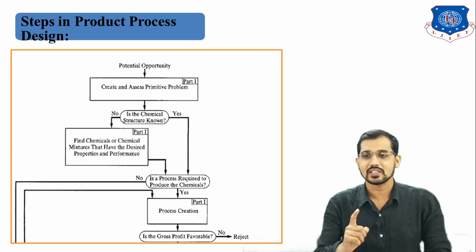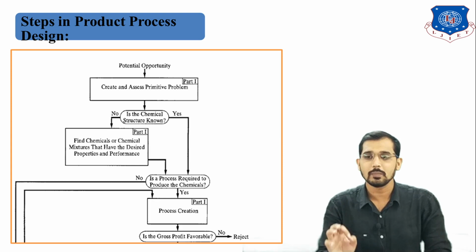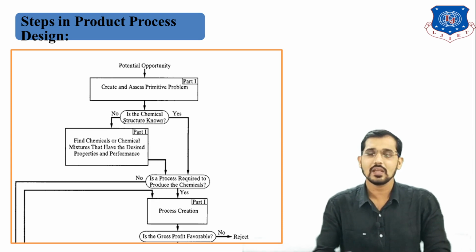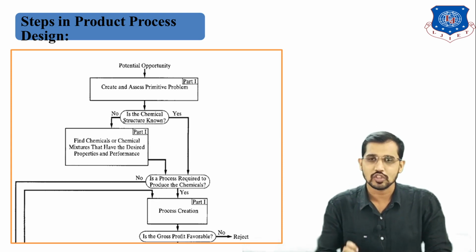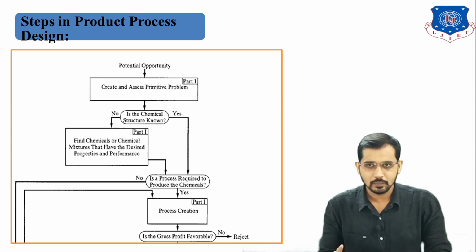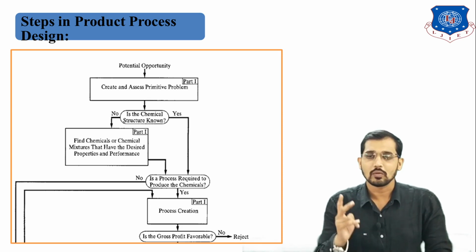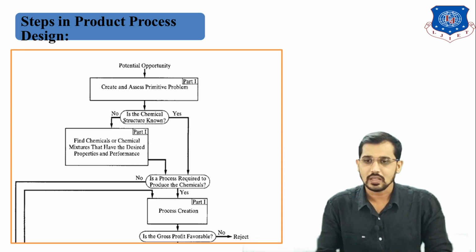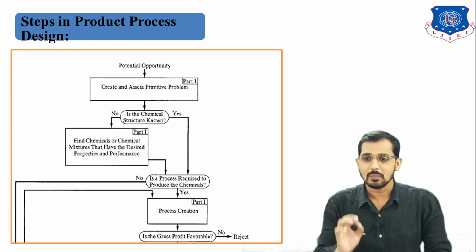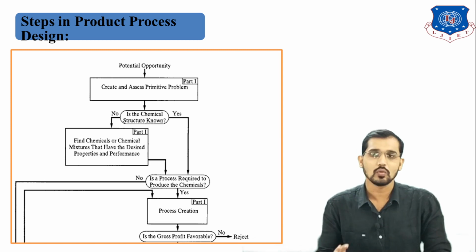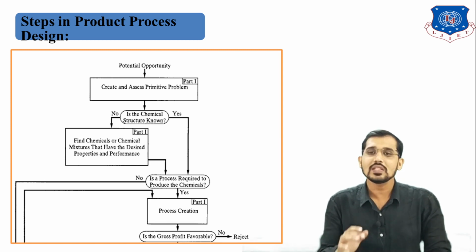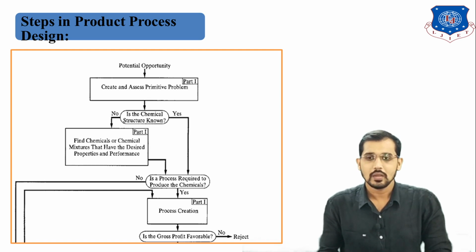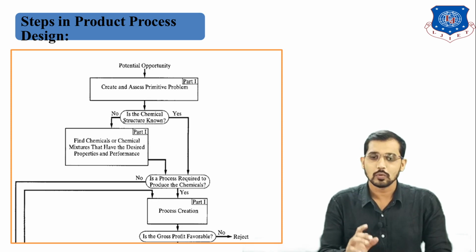After that, the second step is to create and assess the primitive problem. I can say, what problem is involved in our opportunity. First of all, we have identified the problem. Second, we are now analyzing which type of problem is involved in that process. Third, you have to check whether the chemical structure is known for that process or not, meaning chemical reactions, chemical synthesis, chemical kinetics, all these things are known or not. If all these things are known, then you have to go for the process required to produce the chemicals.